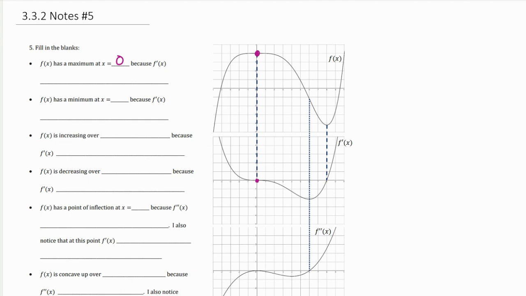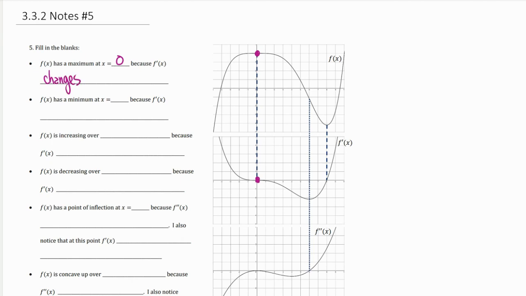But f prime equaling 0 is not enough to justify a max or a min, because look, f prime is 0 here as well. But that does not correlate to a maximum. It correlates to a minimum. So you are not allowed to say that maximums occur because f prime is equal to 0. It's because f prime changes.